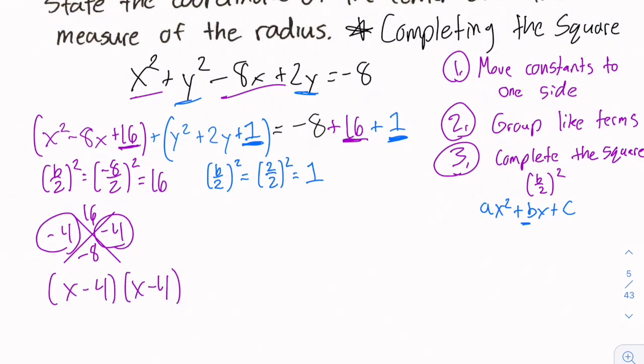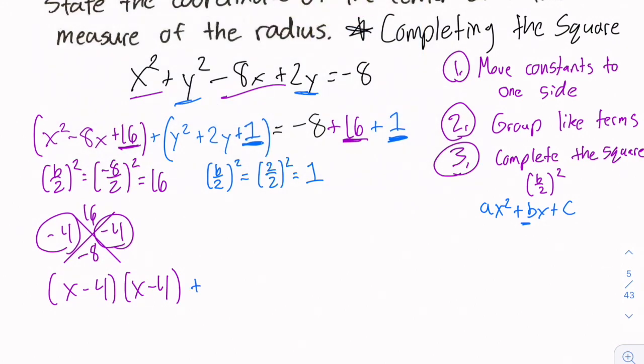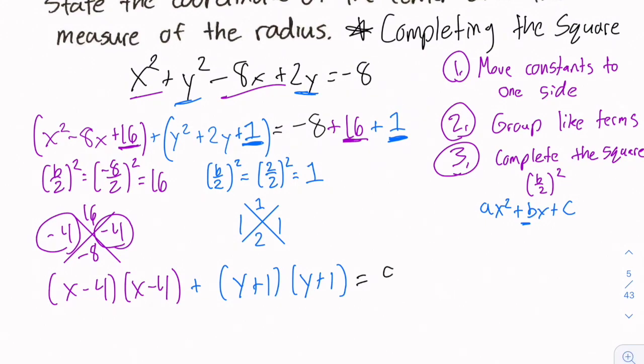I'm just showing all my work, because if you guys can see it in your head already, it simplifies pretty nicely. So I'm going to do this one in my head. It'd be y plus 1, y plus 1. How did I know that? Up here is 1, below here is 2, so 1 and 1. 1 times 1 is 1, and then 1 plus 1 is 2. And then on the right side, you can complete the right side here. Negative 8 plus 16 plus 1 would get me 9.